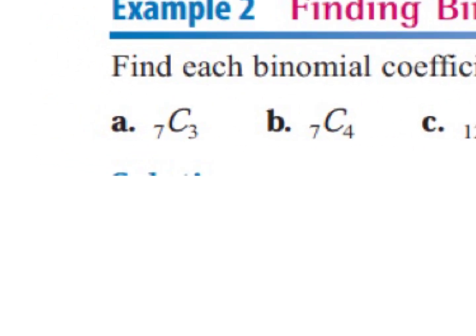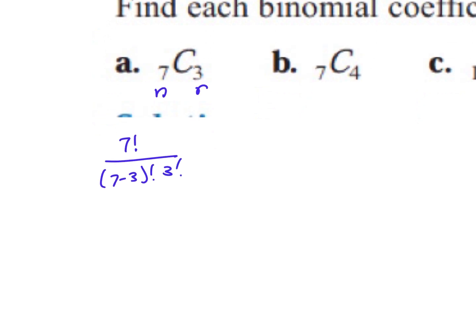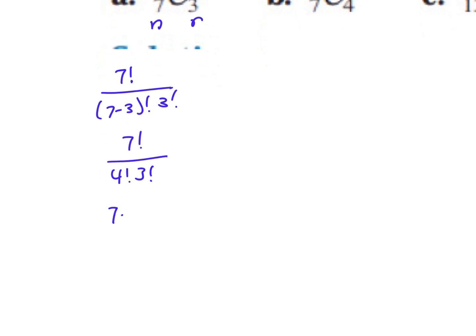What is your N value? 7. What's your R? 3. So 7 factorial over 7 minus 3 factorial times 3 factorial. Yep. 7 factorial over 4 factorial, 3 factorial. 7 times 6 times 5 times 4 factorial over 4 factorial, 3 times 2 times 1.